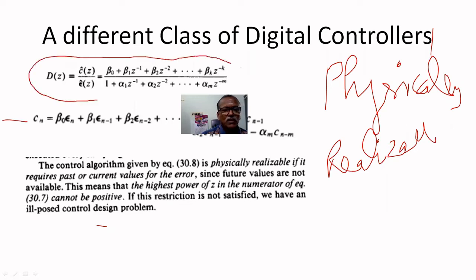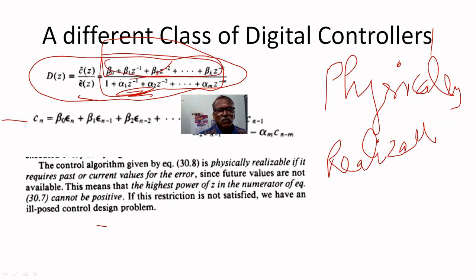Once you designed the controller, it will be a polynomial in Z. Denominator and numerator polynomial will be in Z. That's all. It has some polynomial in the numerator, polynomial in the denominator. So this is the controller you have to employ. But once you designed that controller, we do not know whether it is physically realizable or not. How to find whether it is physically realizable or not? What is meant by physically realizable?